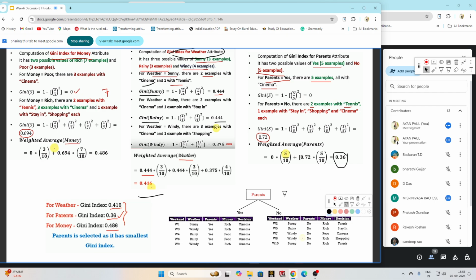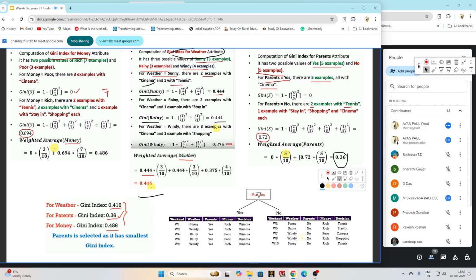Any problem up to this? Yes, clear. The Gini index is least for parents. That is why we are first splitting with respect to parents.